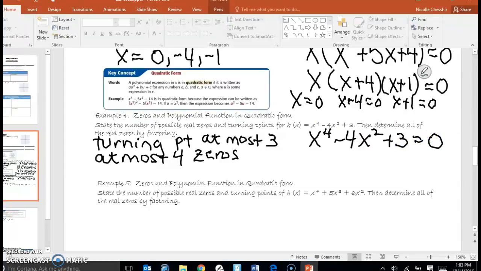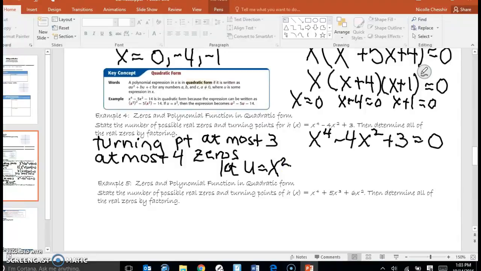All right, so looking at this, it doesn't look like a quadratic, but how many terms do we have? We have 3, like a quadratic. So what we're going to do is substitute. We are going to let u equal x squared.